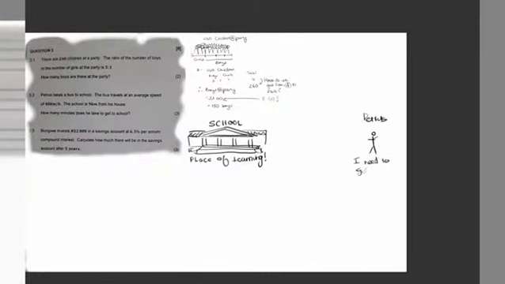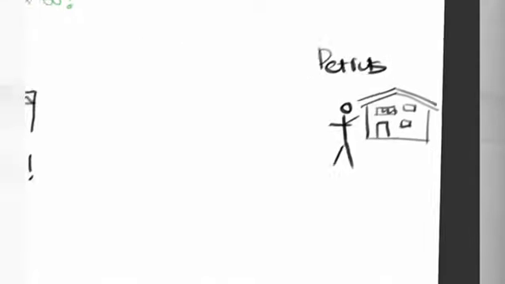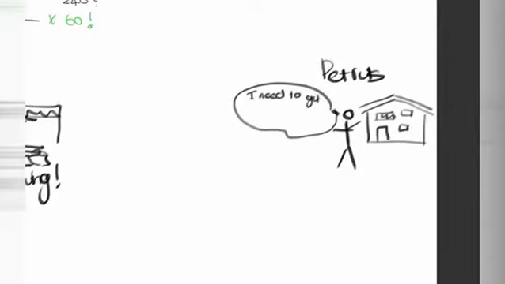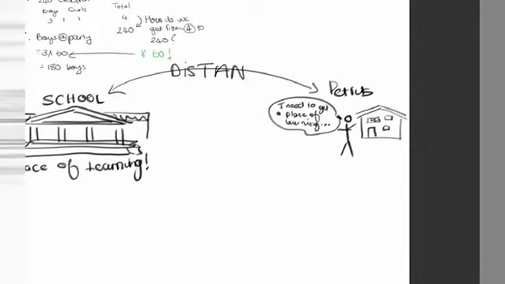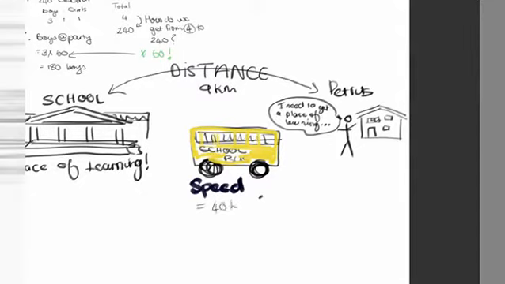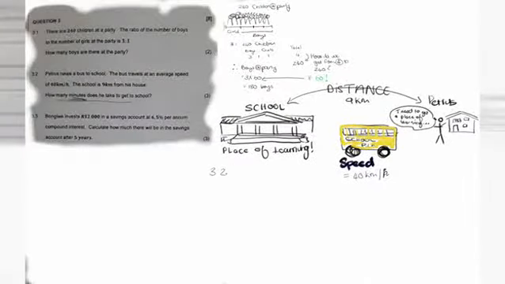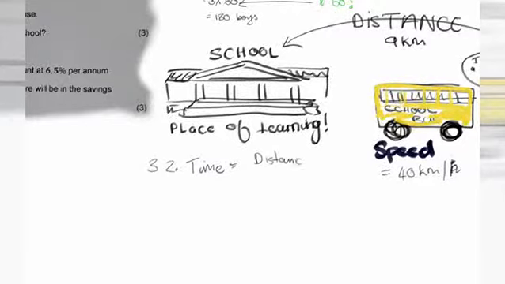Now Petrus needs to get to school. So remember, ask yourself, what are you being asked? You are being asked for time. If you remember the triangle, we have distance and we have speed, so we are supposed to calculate time. And in order to calculate time, we divide our distance by our speed, and then we get the time. So our distance is 9 kilometers, and our speed is 40 kilometers per hour.